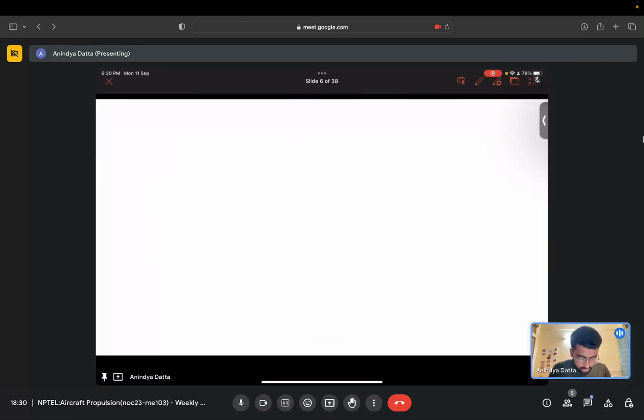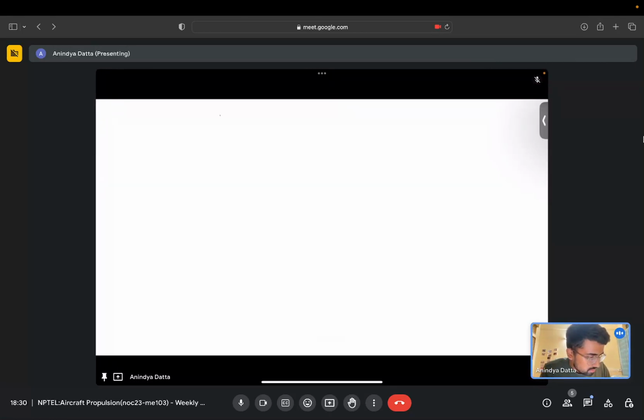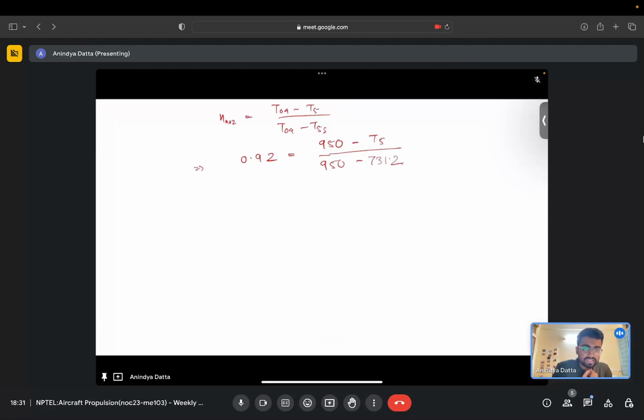All right. So now our nozzle isentropic efficiency is (T04 minus T5) divided by (T04 minus T5s). Our nozzle isentropic efficiency is 0.92, T04 is 950, T5 is unknown, and T5s is what we computed, 731.2. That is the static temperature at the nozzle exit if the flow through the nozzle is isentropic. Okay, so if you now solve this, we'll get T5.